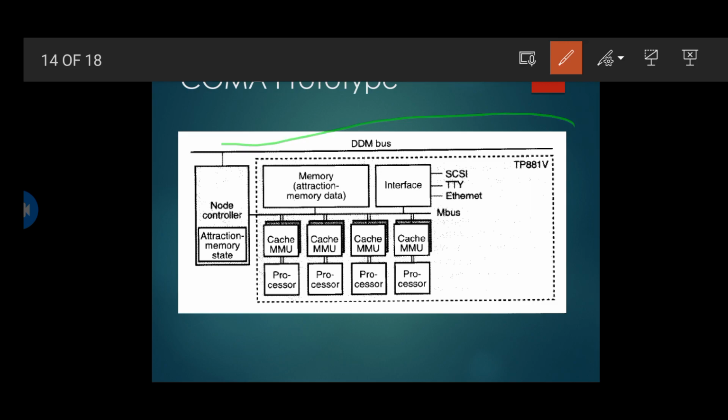The first thing is the data bus, which connects to a node controller. Inside the node there will be an attraction memory state. Inside the node there are also the interface and the attraction memory data, along with the cache MMU. Each cache MMU is attached to a processor. The main memory fetches data from the cache only memory and the interface. Using this interface, it is connected to the DDM bus, and through these operations the DDM bus fetches the data.